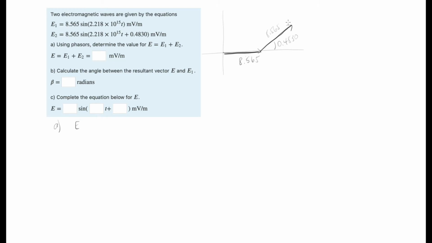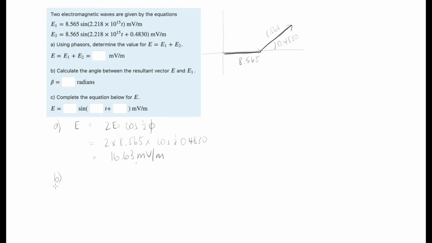So the way that we add them, remember, from our cosine rule, is going to be 2 E naught, which is going to be our magnitude, and cos a half phi. When we do that, we just shove in all of our numbers. So we have 2 times 8.565 by cos a half of our 0.4830. Remembering that your calculator has to be in radians, and we get 16.63 millivolts per meter. So that's the answer to part A.